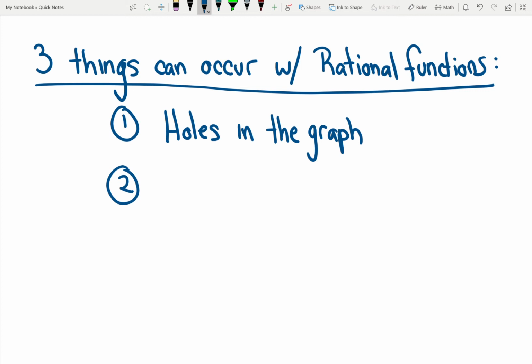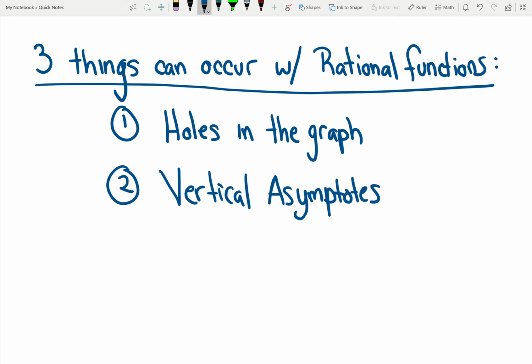Then another thing that could happen is vertical asymptotes. A vertical asymptote is an invisible line which our graph cannot cross, and this invisible line goes straight up and down, and that's why we call it vertical. So for example, if we have something looking like this, this is our x-axis, this is our y-axis, and here's our curve.